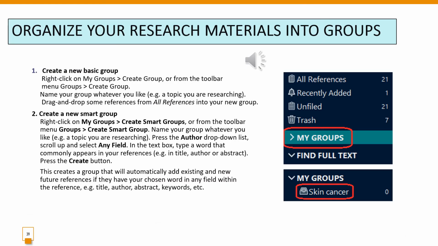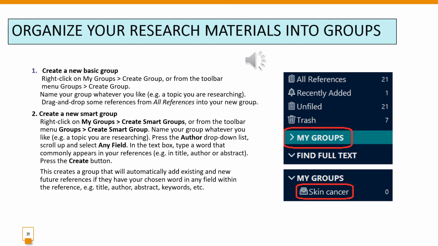Some citation managers use the term folder when organizing your research materials, but Endnote uses the term groups. Groups make it easy to break a large Endnote library into subcategories or smaller groups. There are 2 types of groups you can create, a basic group and a smart group. You can also create group sets to group together any of your basic or smart groups.